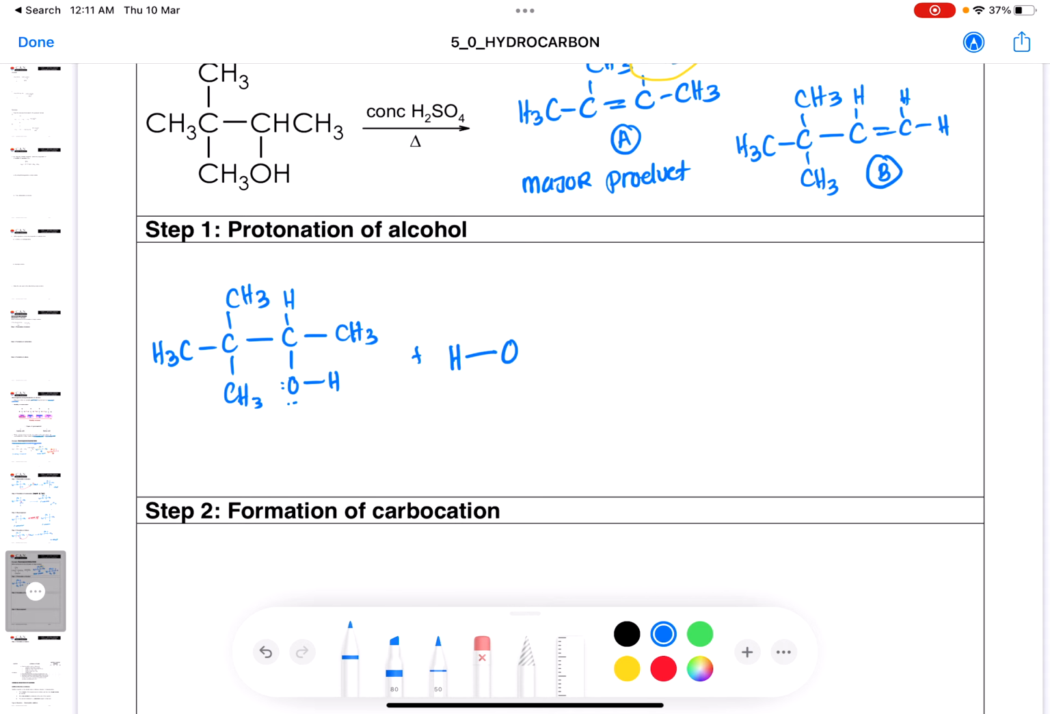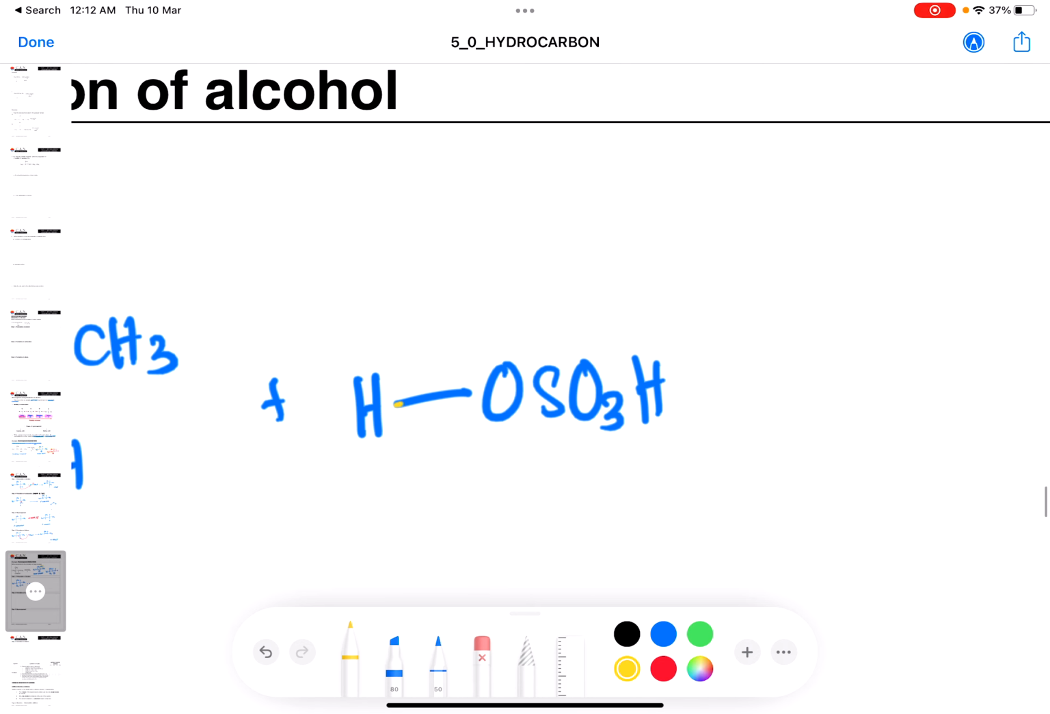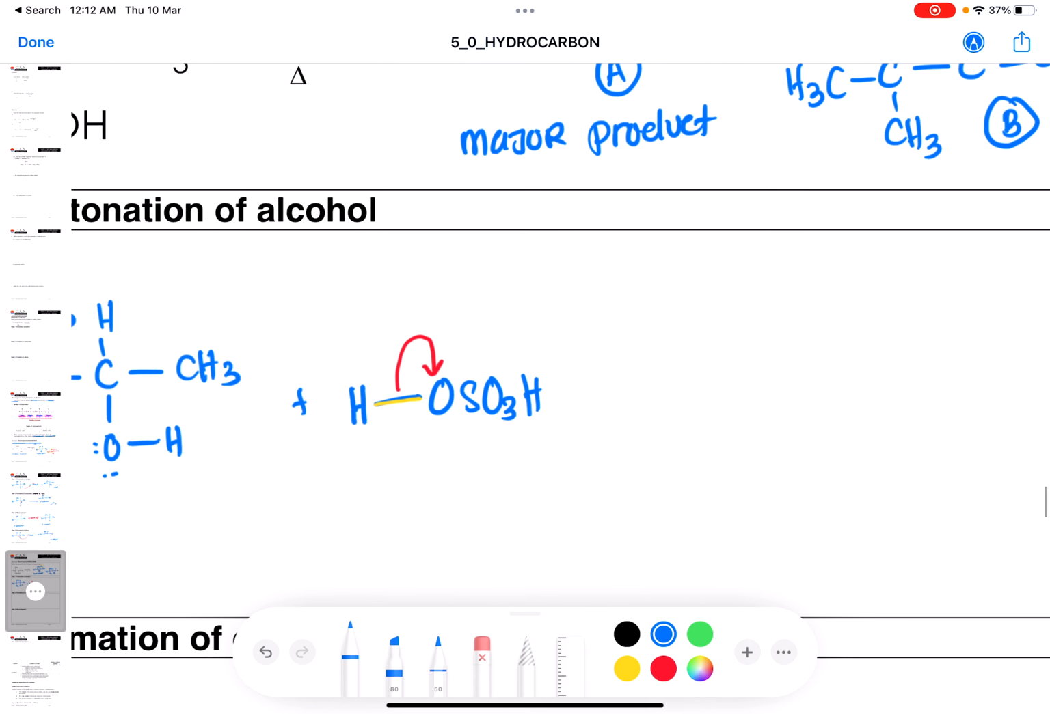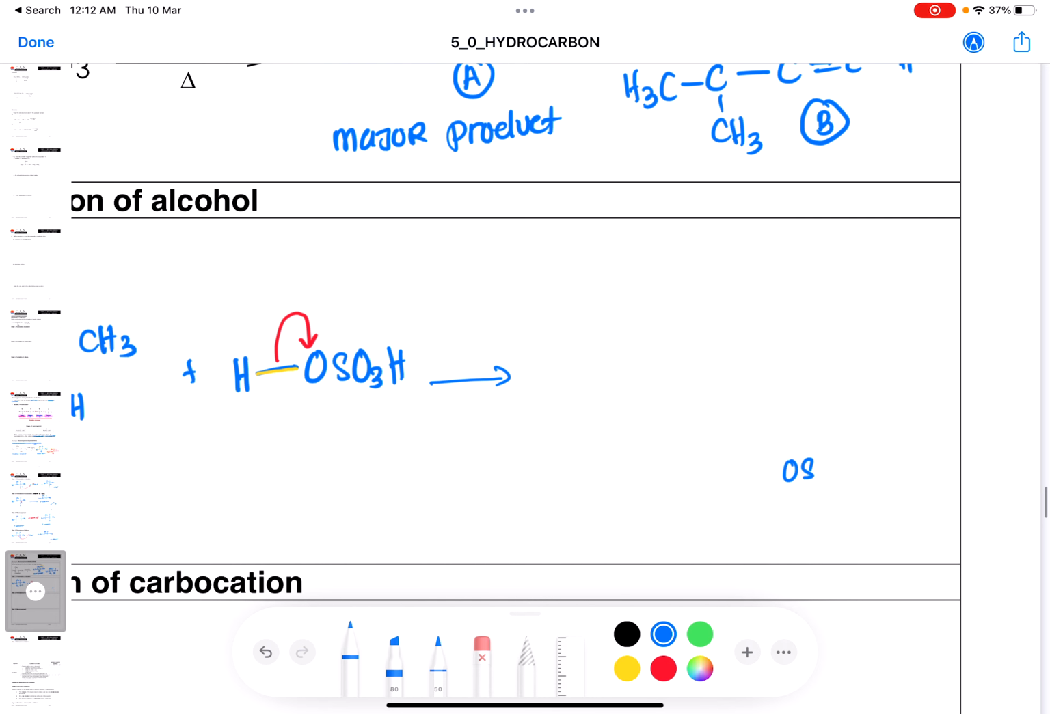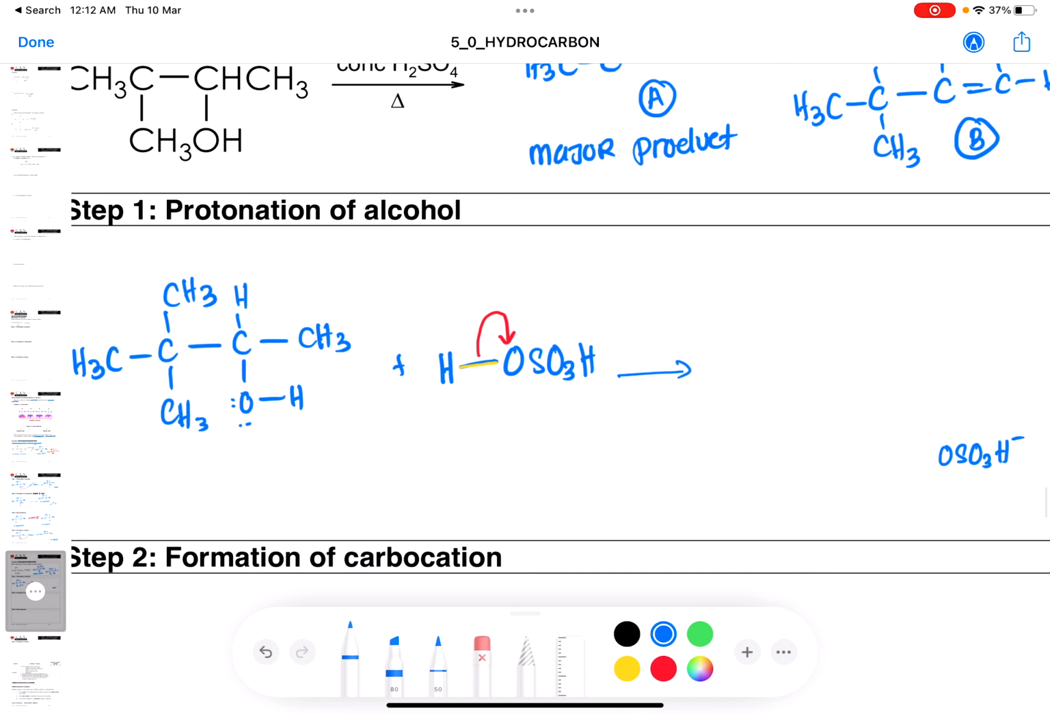So still with sulfuric acid. So this bond undergoes heterolytic cleavage and it will produce OSO. So still, as usual, same thing goes where these two will attack H and this will be formed.